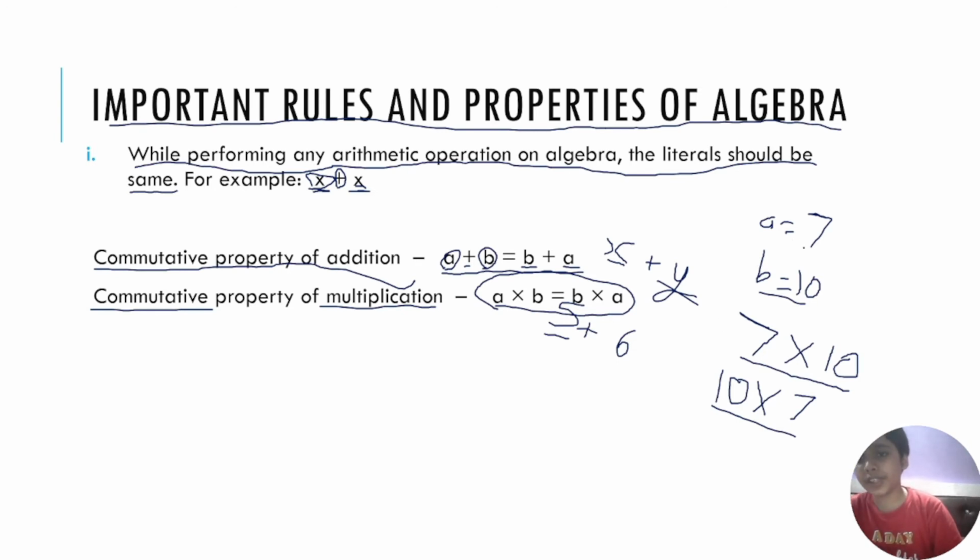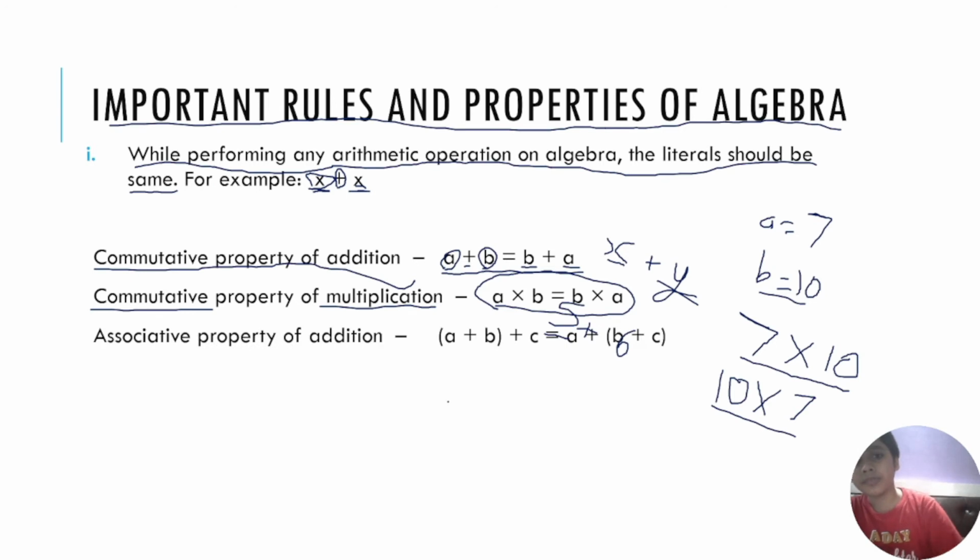And instead of 7 and 10, we can take any number. Suppose I take 6 and 5. So 6 multiplied by 5 is 30, and 5 multiplied by 6 is also 30. Now let's see a different property. I'll erase this here so that you can read it over here. Yes, so this is the property.